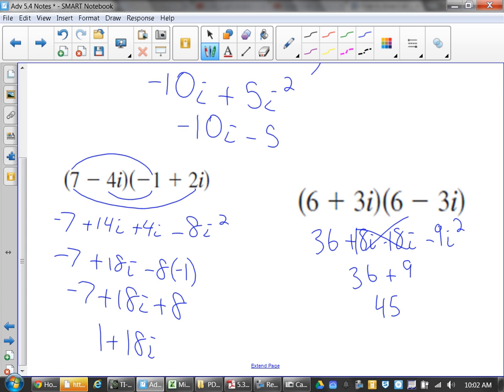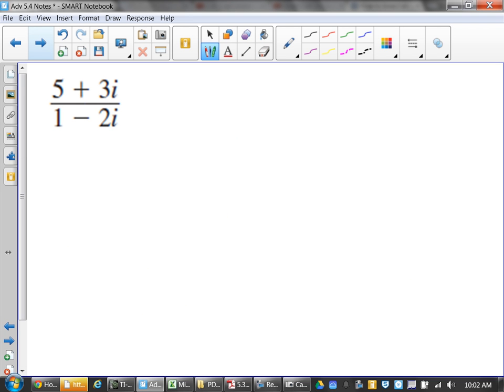What did you notice about these two when you multiplied them together? When you multiplied 6 plus 3i by 6 minus 3i, what did you notice when you were done? The i's were gone. Everybody see that? What that is called is a conjugate. Same terms, opposite signs. It's called a conjugate. So what I'm going to do here is multiply the denominator by its conjugate. What is the opposite of 1 minus 2i? 1 plus 2i.